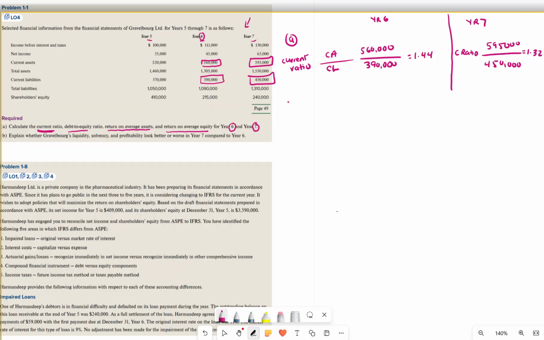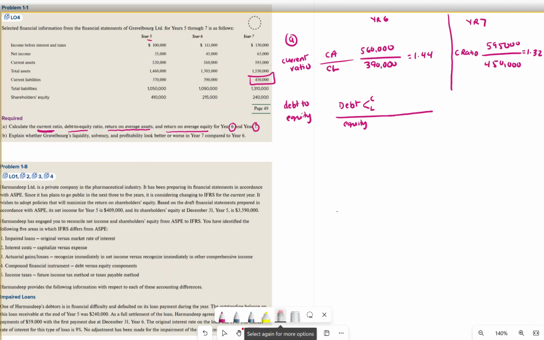My second ratio they're asking us to do is debt to equity. So when we're doing debt to equity, my debt goes at the top, my equity goes at the bottom. When you have a debt, you have a current and you have a long term, so you have both. So let's see if they told us in the question, and then we can pick up the numbers from there.